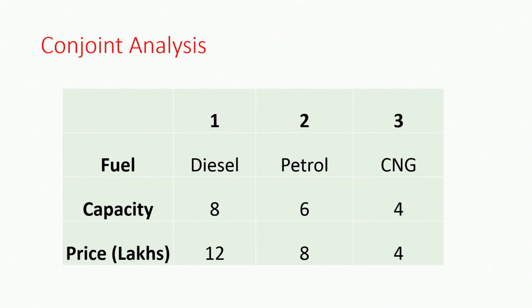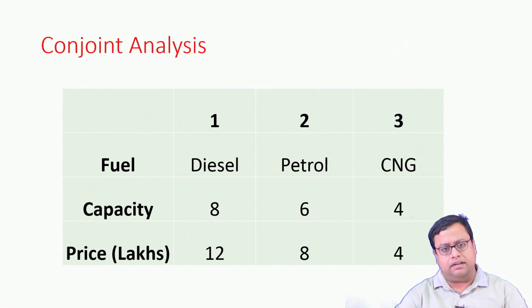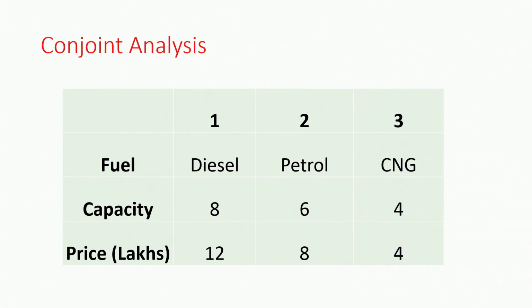So, the first thing is, let us say you are trying to buy a car. You probably go and ask some people what are the major features, factors, aspects that they think are important when they are trying to buy a car. And I find out that these are, let us say, the 3 things that people think are important. One is fuel, one is capacity, meaning seating capacity, and the third one is the price. So, these are the 3 things that come up as important, and I also find out that there are 3 levels in this.